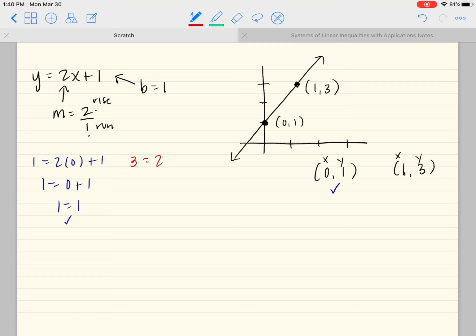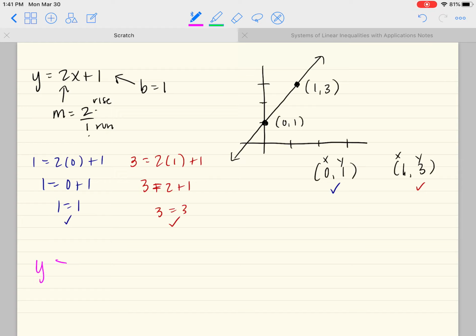Or similarly, if I plug in 1 and 3, so 3 for y and 1 for x, again, I get 3 equals 2 plus 1. So 3 equals 3. Again, a true statement means this is a solution to that equation. So every single point on the line, that's going to be true. If I plug every single point on that line into that equation, it is a solution to that equation. That's why that connection of points is the graph of that equation. Okay? So if we're graphing an equation, all the points on the line are solutions.